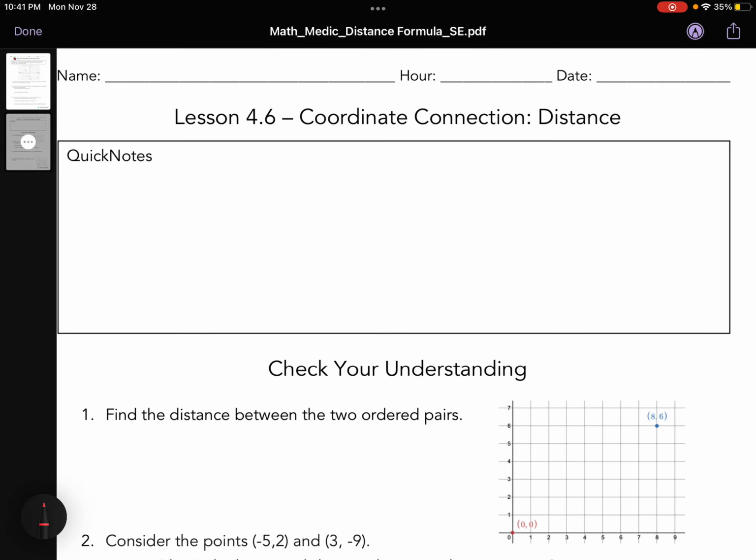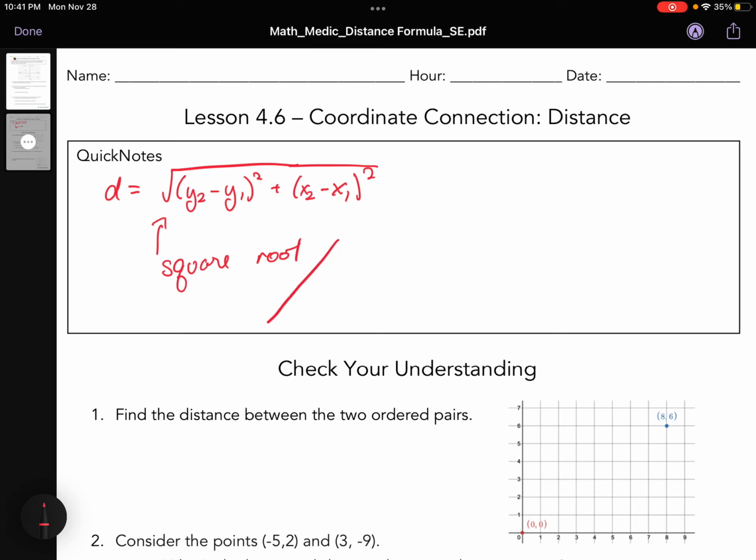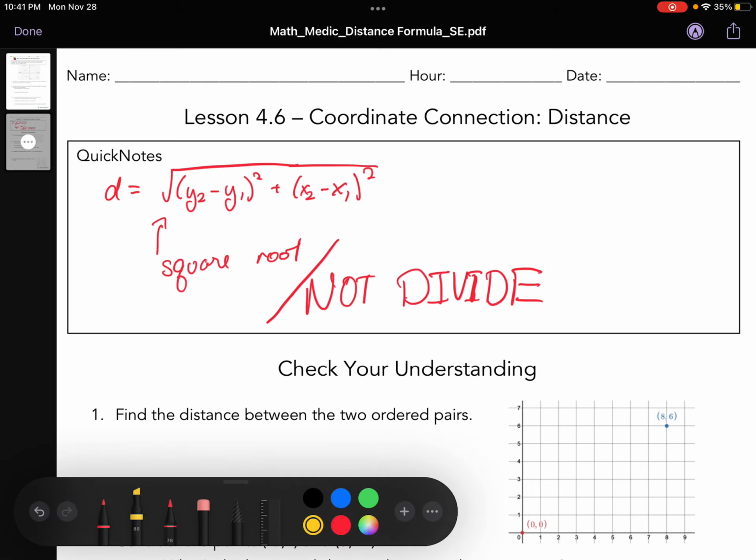We're going to write down some notes. First of all, the distance formula D is given by y2 minus y1 squared plus x2 minus x1 squared, all under something called a square root. This is not a divide. Please do not put the divide sign. This is the square root sign.